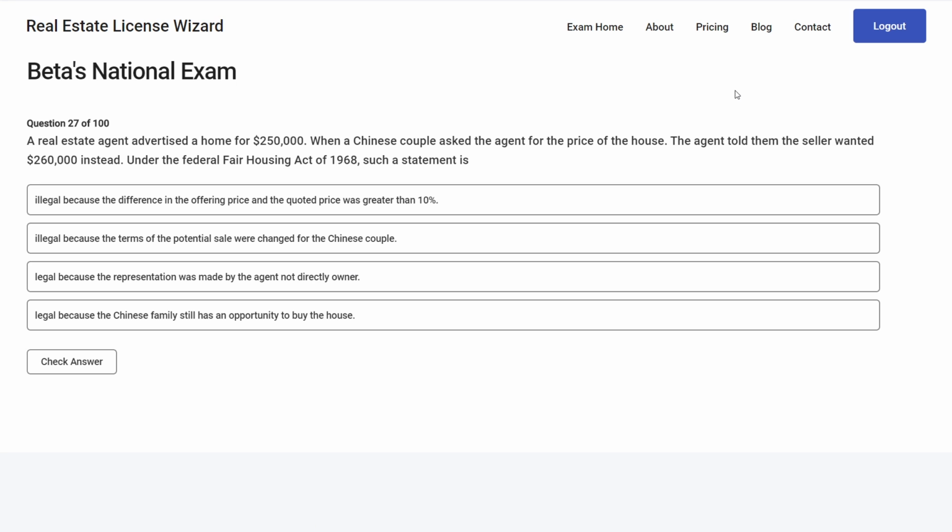27. So, a real estate agent advertised a home for $250,000. When a Chinese couple asked the agent for the price of the house, the agent told them the seller wanted $260,000 instead. Under the Federal Fair Housing Act of 1968, such a statement is: is it illegal because the difference of the offering price and the quoted price is greater than 10%? Is it illegal because the terms of the potential sale were changed for the Chinese couple? Is it legal because the representation was made by the agent, not directly by the owner? Or is it legal because the Chinese family has the opportunity to buy the house? All right, so I'm going to give you guys an opportunity to think that one over.